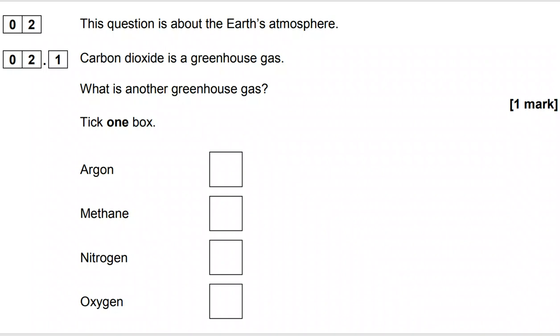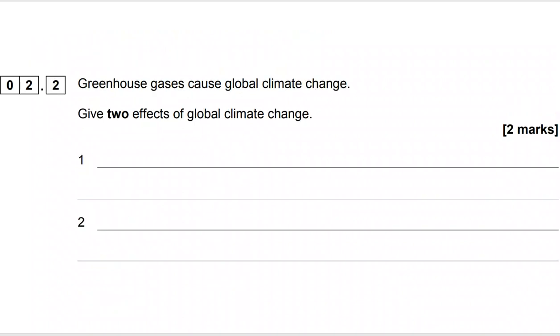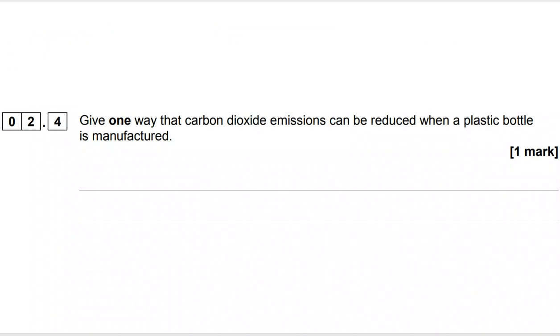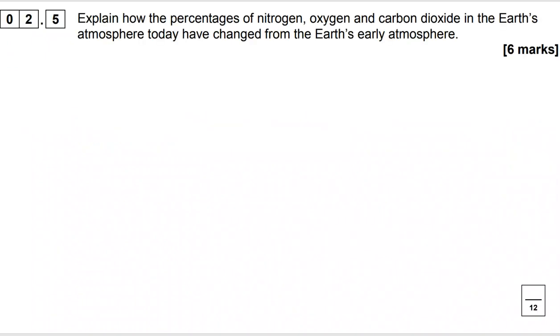So here is 2.1, 2.2, 2.3, 2.4, and finally 2.5, and there are 12 marks available in total.